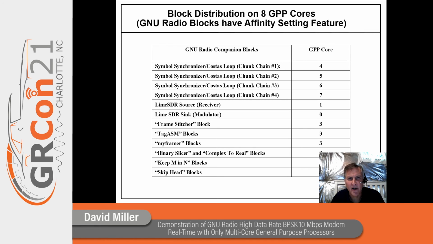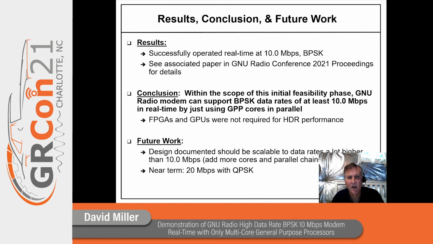This chart here depicts how I distributed the blocks to the 8 cores. GNU Radio actually has a built-in affinity setting feature that was very helpful for this project. So, results and conclusions. I was able to operate GNU Radio at 10 megabits per second BPSK with the approach I've been talking about with parallel cores.